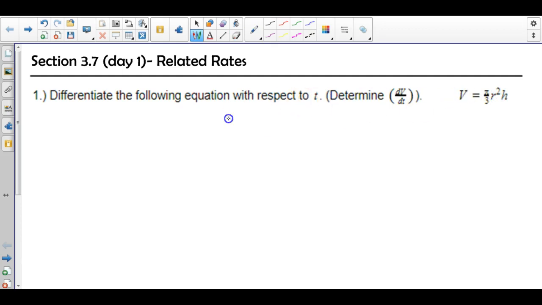When you differentiate V with respect to time, we would just call that dV dt. I'm going to pull the pi over 3 out front, and then I'm going to do my product rule on the inside. So I'm going to take my first function, which is r squared, times the derivative of the second, which we're going to call dh dt, plus the second function, which is h, times the derivative of r squared, which is 2r, and then the derivative of r with respect to time, dr dt.